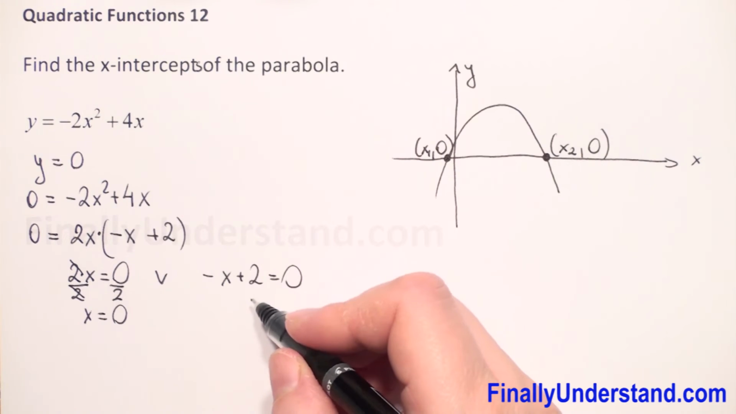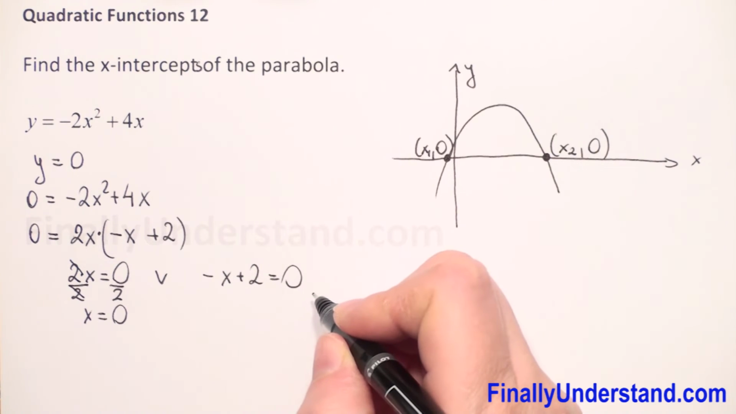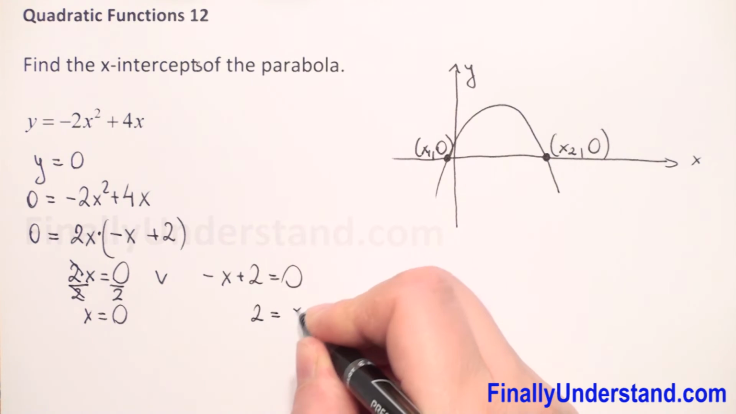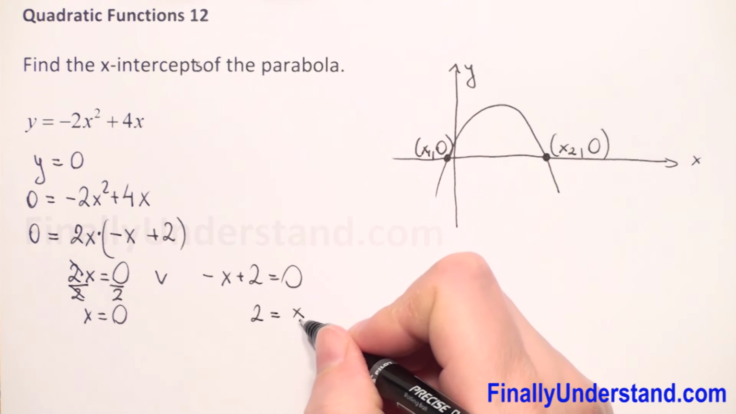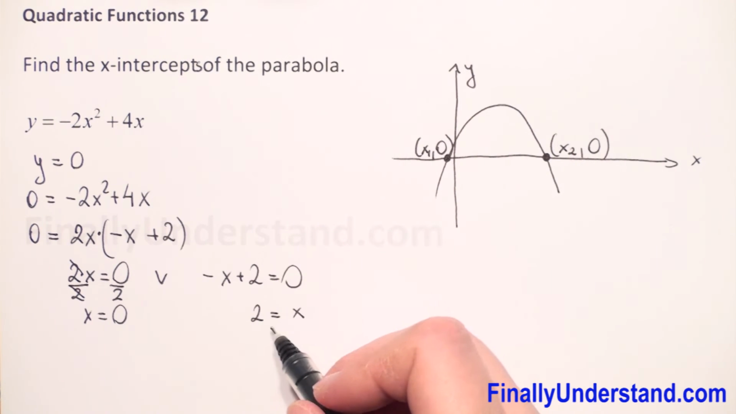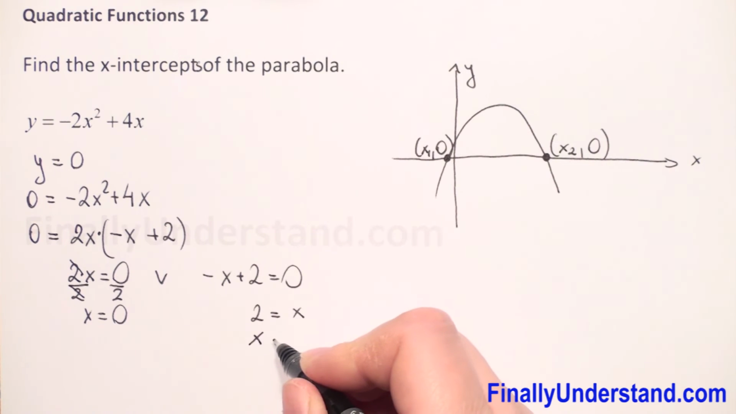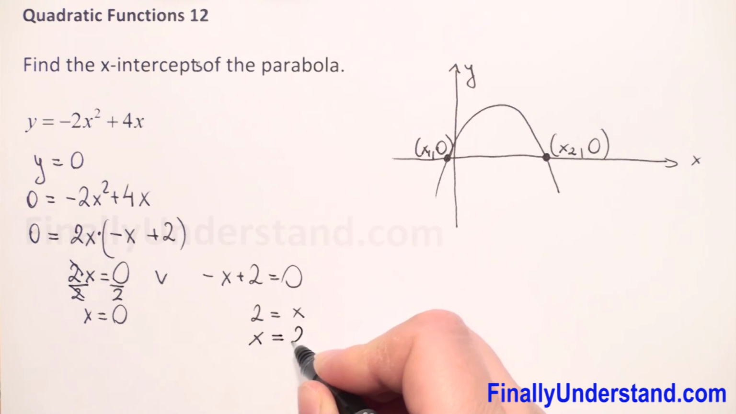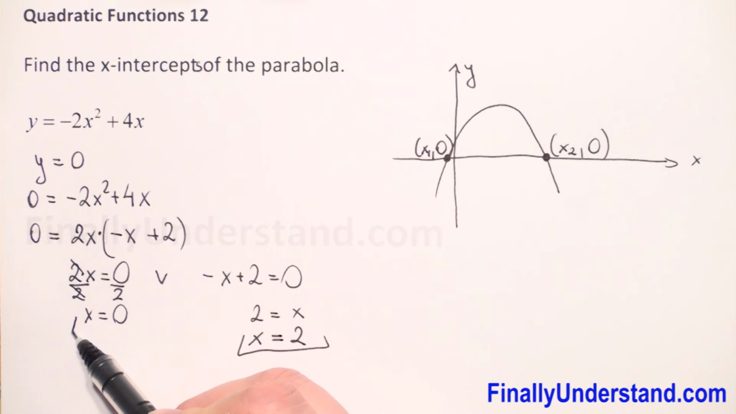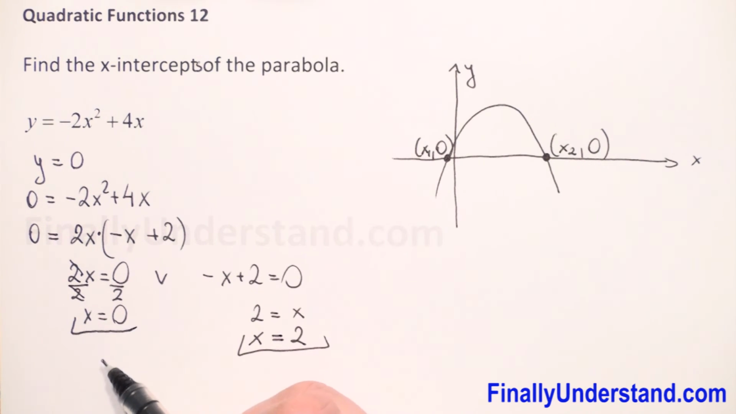And in the second equation, I can move negative x to the right side. So we have 2 is equal to x. When I move negative x to the right side, we have to change the sign to positive. And we have that x is equal to 2. We can rewrite it with x on the left and 2 on the right. So we found that x is equal to 2 and 0.